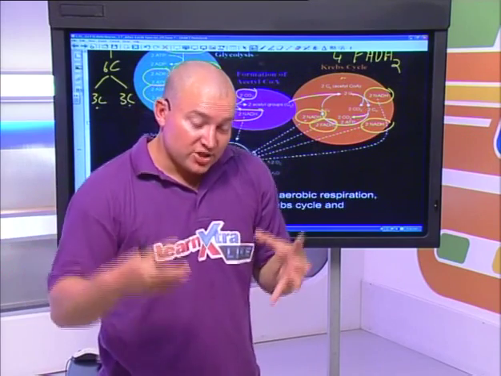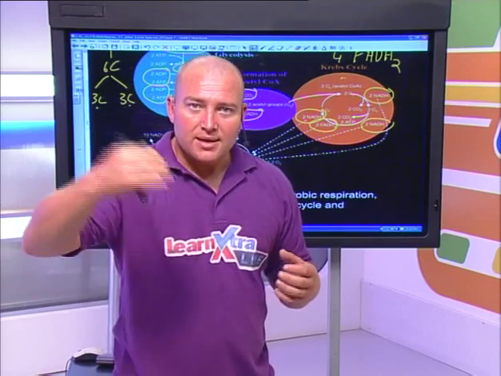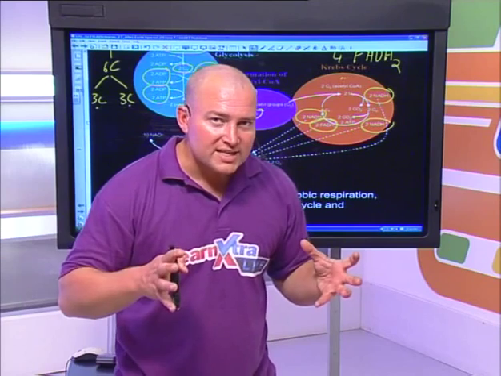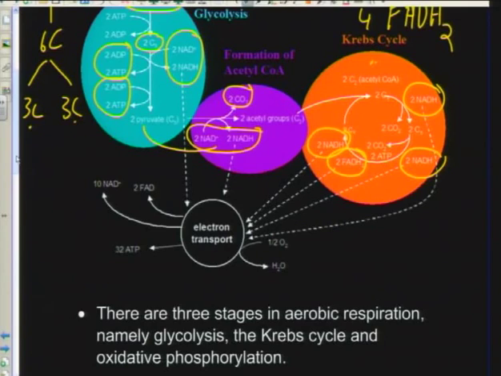Okay, now we need to take that stuff and make energy. We need energy. And how do we have energy in our body? ATP. Can you remember? It's always ATP. Okay, we send it through to the electron transport system, okay?